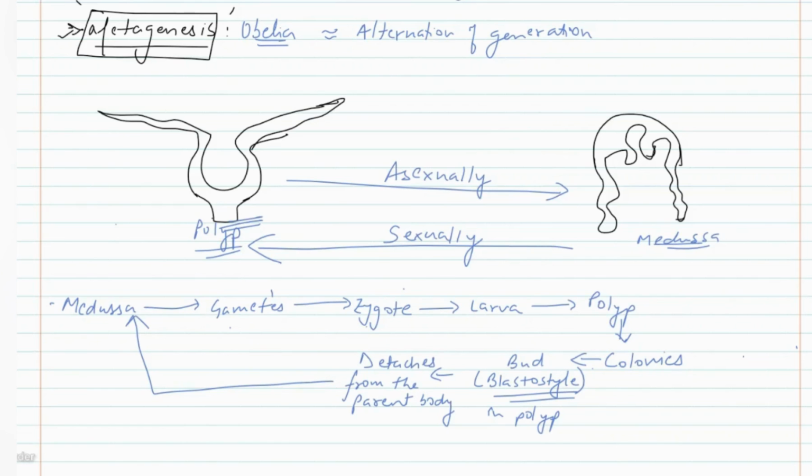So medusa will form gametes which will develop into zygote. Zygote will develop into larva. Larva produces polyp. Polyp develops a bud known as blastostyle which detaches from the parent body and develops into medusa. So this is the sexual reproduction and this is asexual reproduction.